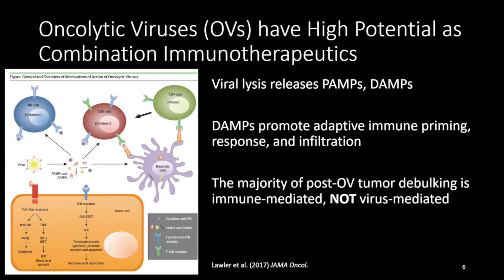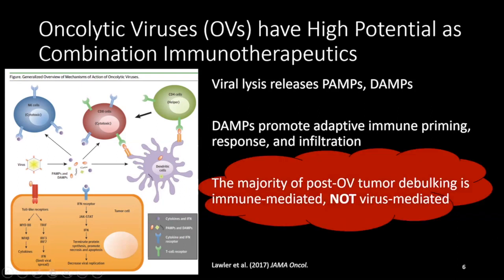This is an incredibly crucial point, this third point here, that I really want to highlight for today's talk: the majority of oncolytic virus-induced tumor debulking, or loss of mass, is immune-mediated, not virus-mediated. What this means is that, yes, the virus kills cancer cells, but the majority of cancer cell death that can be attributed to oncolytic viral therapy is actually caused by the immune system. And there are a ton of studies that support this.